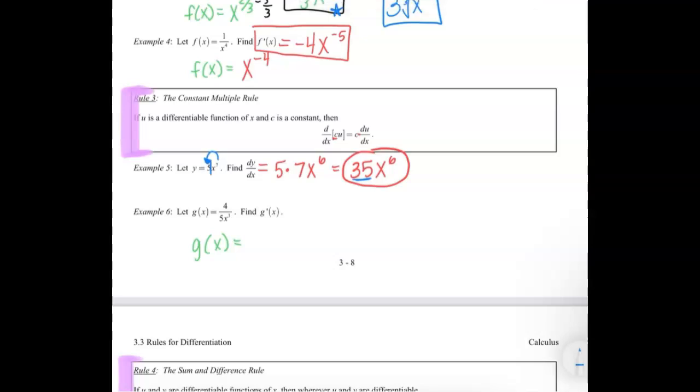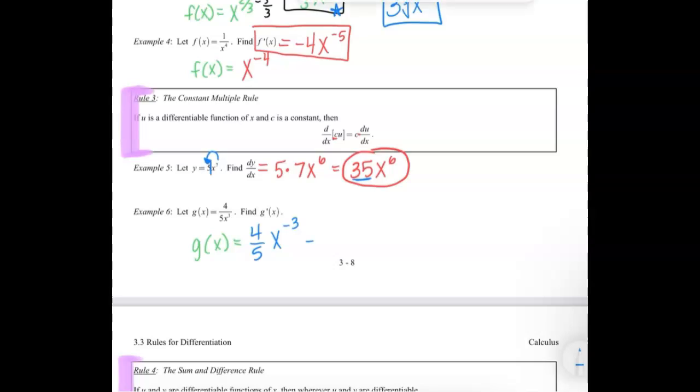Alright, example 6 here, similar to before, our rule only works when our exponent is not stuck in the fraction. So we're just going to rewrite this as 4/5 x to the negative 3. Because remember, when we bring up exponents, they just become their opposite value.